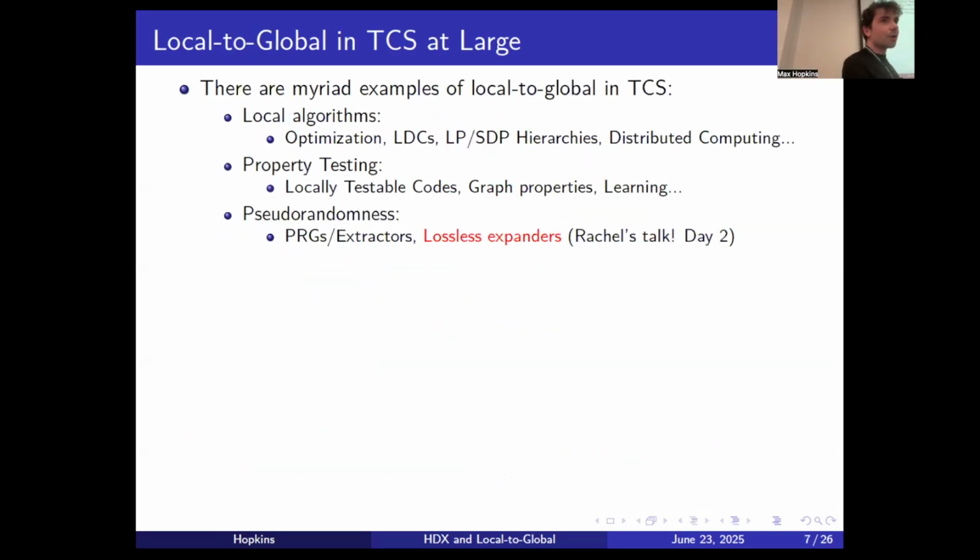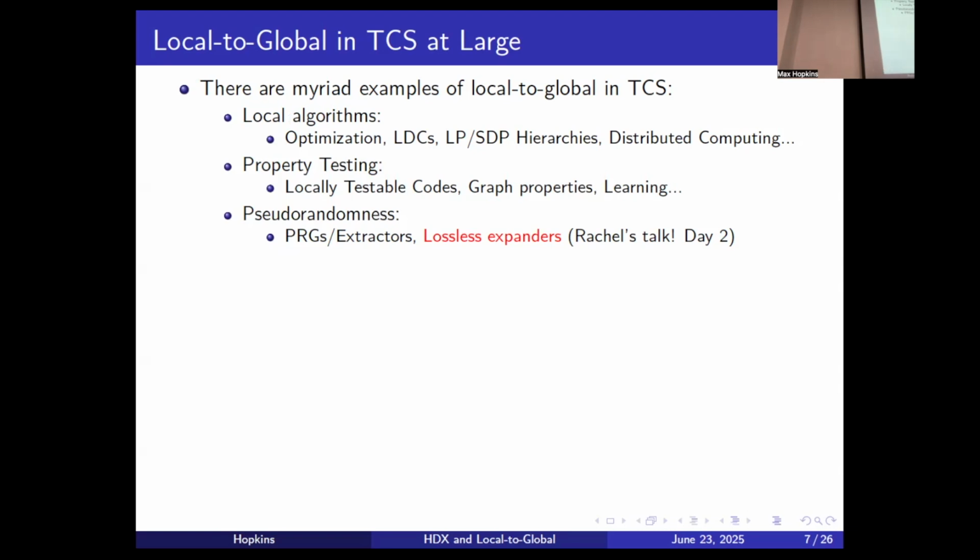Let me just zoom out one more time before going into details on expanders and HDX. I've just snapshotted two fairly famous examples of local to global structure, and of course I've picked ones in which HDX are already known to be very effective. There are a huge number of uses of local to global structure in TCS, right? Local algorithms, optimization, things like SGD, making local updates to get to a global optimum. Property testing and pseudo-randomness. We'll hear from Rachel on day 2 some applications of HDX as well. TCS is full of this type of local to global phenomenon.